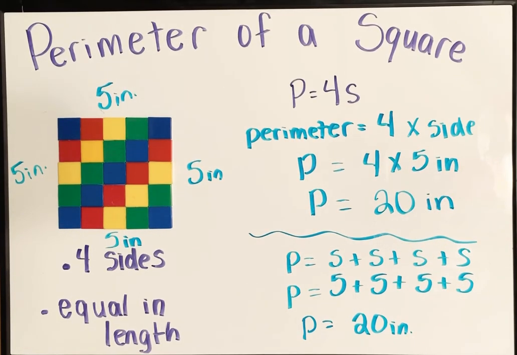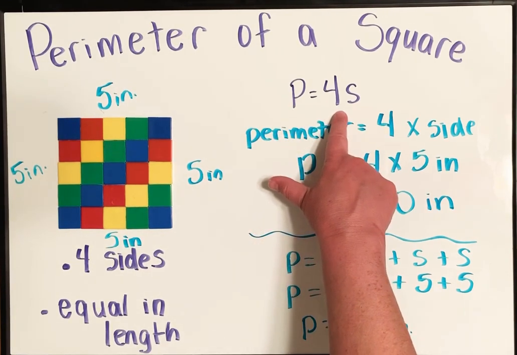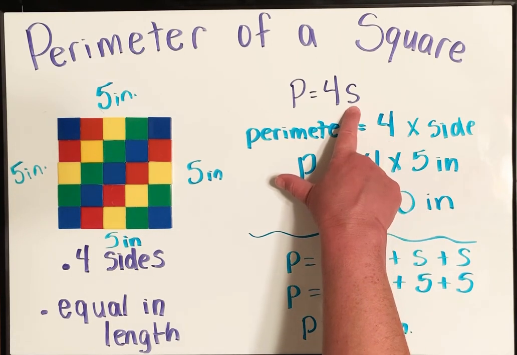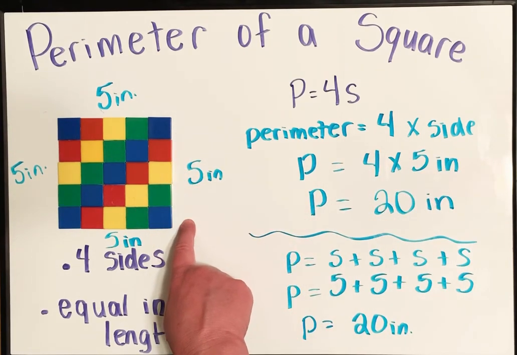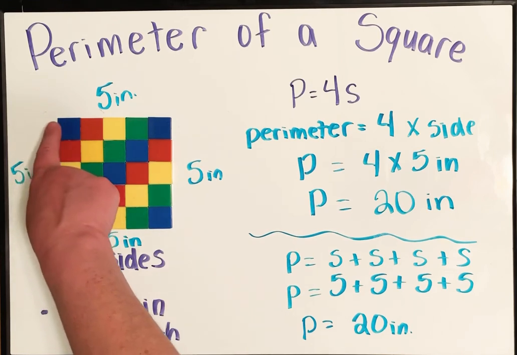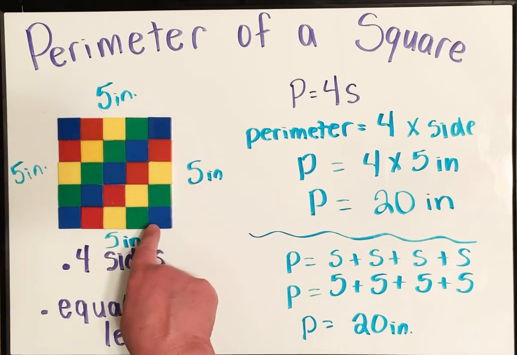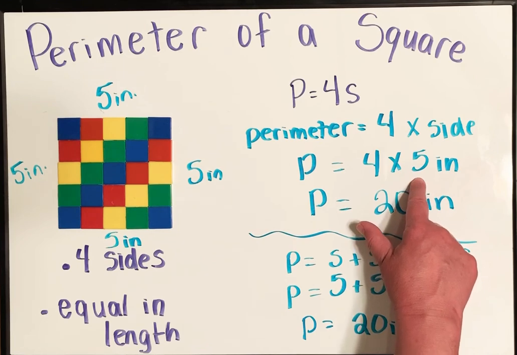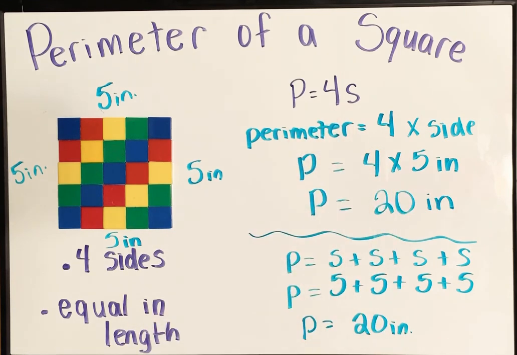So again, the formula for a square, P stands for perimeter, 4 stands for the 4 sides of a square, and S stands for the length of just one side. I can take the length of one side, which is 5 inches, and multiply it times 4, because in a square, all 4 sides are equal in length. So 4 sides times 5 inches on each side is 20 inches. Perimeter equals 4S. And that is the formula for a square.